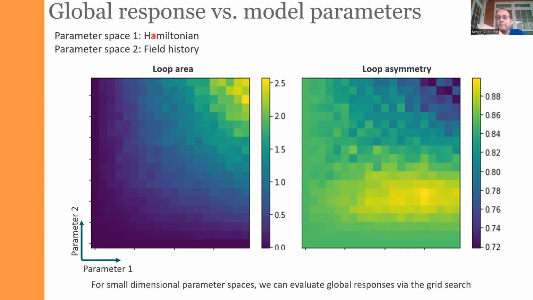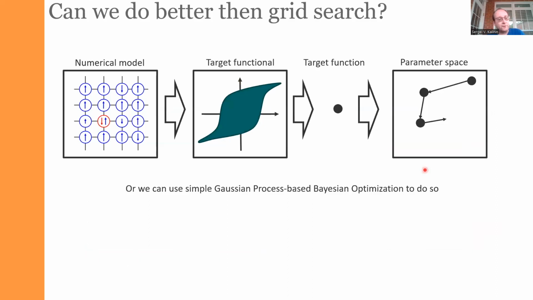So if our parameter space is relatively small, we can, of course, calculate things on the grid. So this is, for example, loop area as a function of some parameters. This is loop asymmetry as a function of some parameters. But grid calculations take quite some time, even for simple models. So the first thing that we explored here a few years ago is, can you use Bayesian optimization for that? Now, let's look at how it is done.